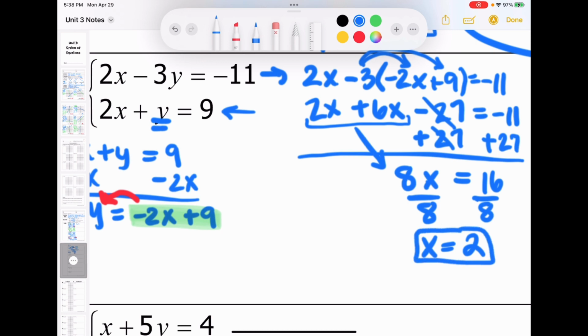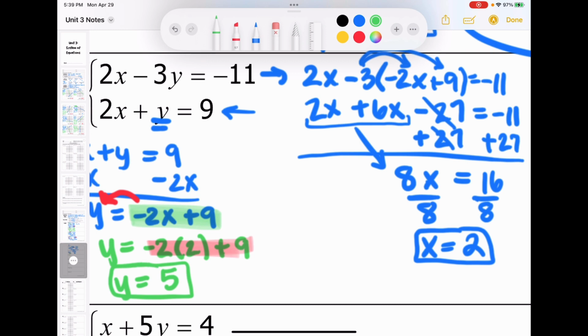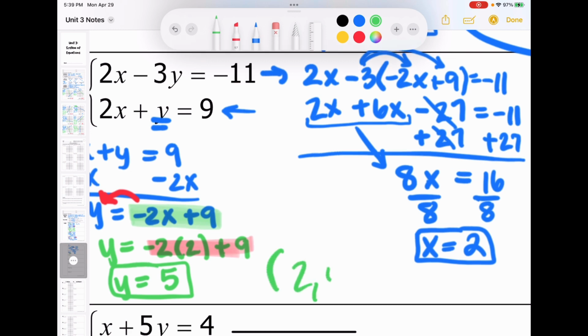All right, so now we're on step 3, so I'm going to take that answer and substitute it into my revised equation from step 1. So I'm going to have y equals negative 2 times 2 plus 9. You can type this in your calculator, and that would give us a positive 5. So my answer would be 2, 5.